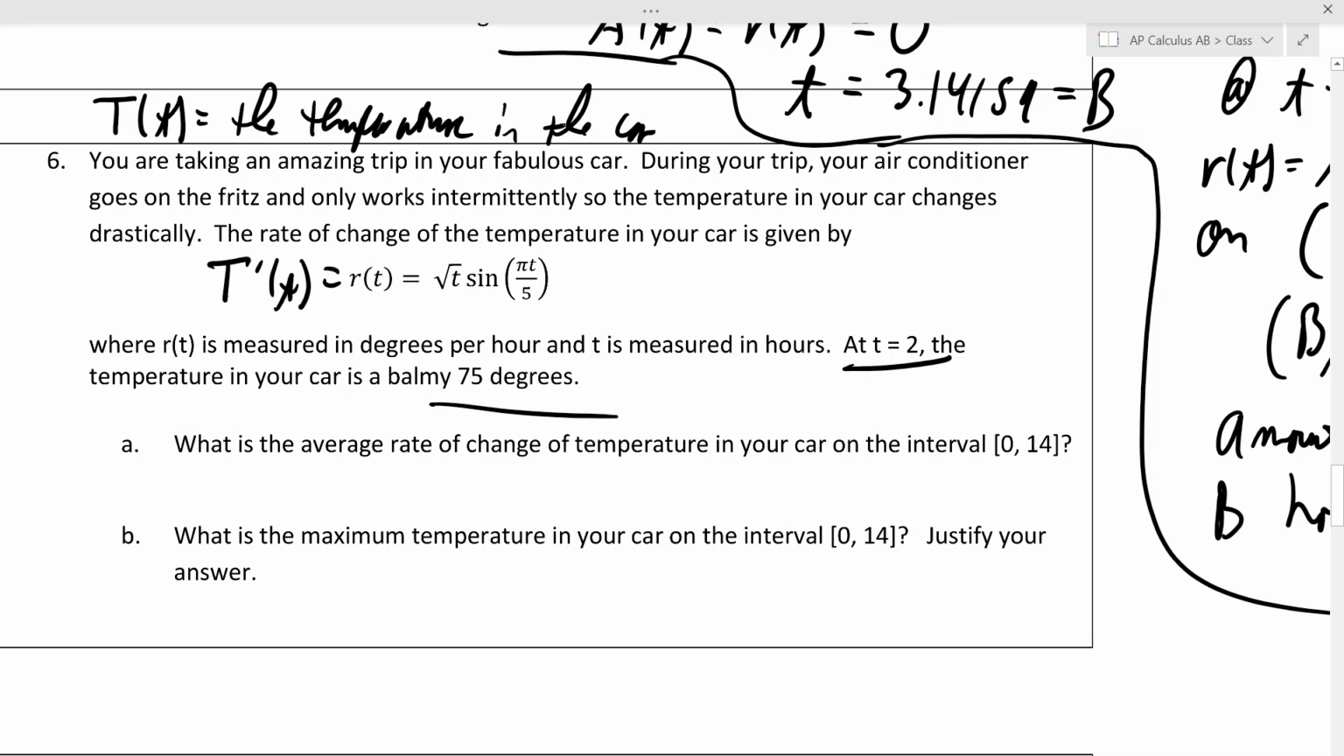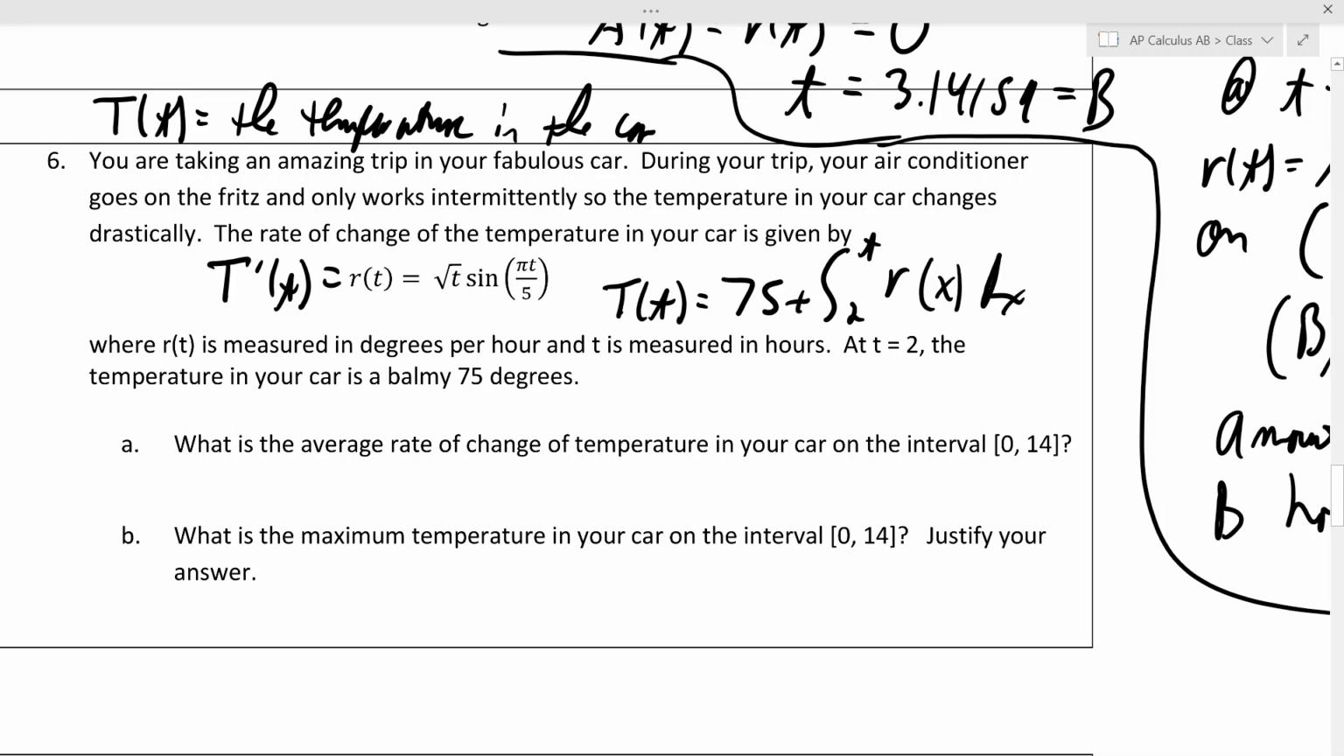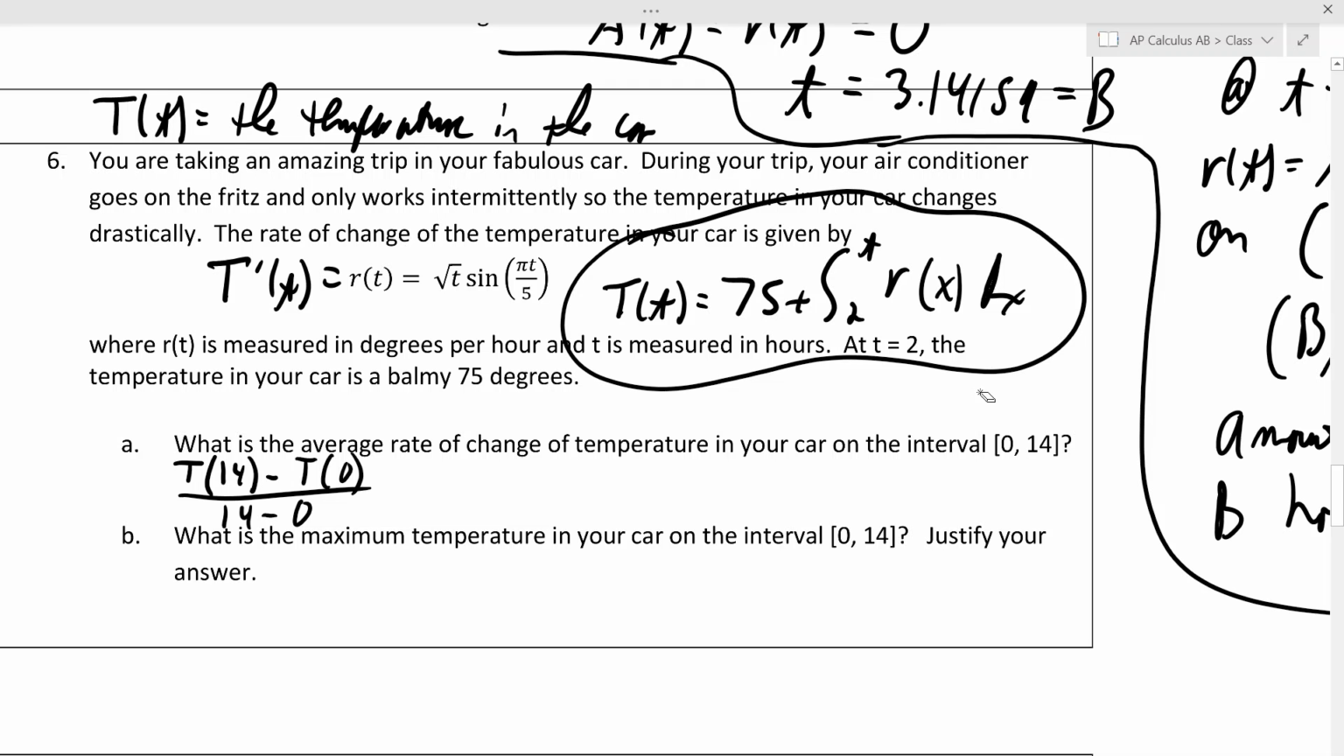All right. So T prime of t is R of t, and because we know a derivative and a point, I know a formula for this: 75 plus the integral from 2 to t of r, which is the derivative, and you have to use a different variable here, x dx. That's an equation for the temperature. And then what's the average rate of change of temperature? We could either do T of 14 minus T of 0, over 14 minus 0. We can use this formula to find that, but we don't know either T of 14 or T of 0.